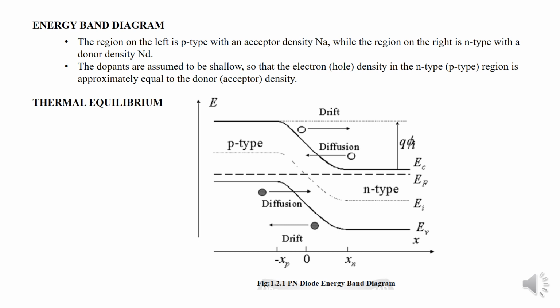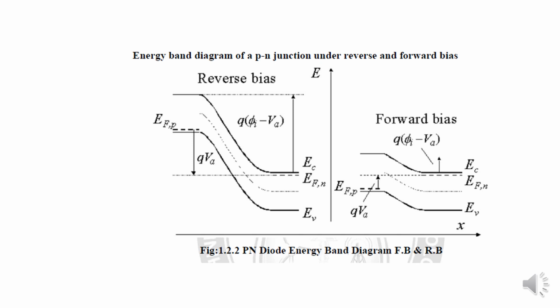No external voltage is applied across the n-type and p-type material. There is an internal potential which is caused by the work function difference between the n-type and the p-type. This is the energy band diagram of the PN junction under reverse and forward bias conditions. In this PN junction with an applied bias voltage VA, a forward bias corresponds to a positive voltage applied to the anode relative to the cathode, and a reverse bias corresponds to a negative voltage applied to the diode.